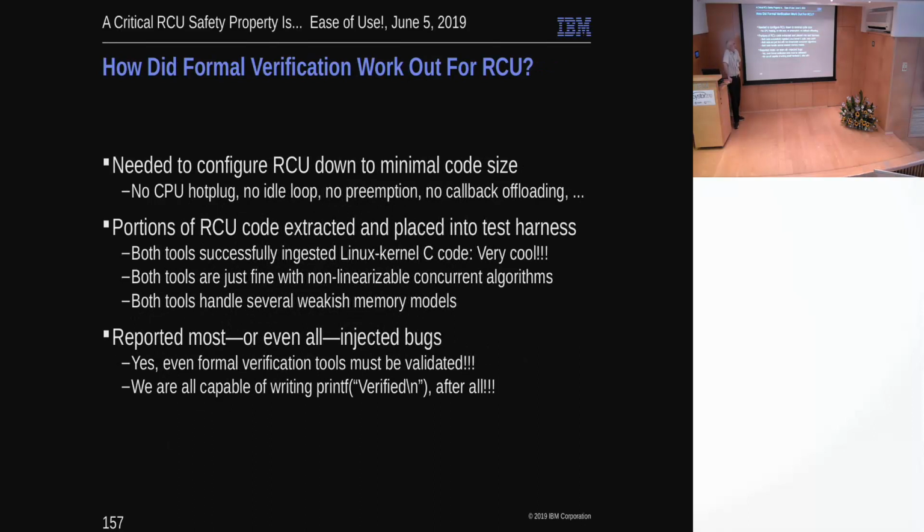You have to configure RCU down to a minimal code size. So if you're using these tools, you're not doing CPU hot plug, there's no idle loop, no preemption, no call, there's not a lot of things, okay? They just kind of squeezed it down to minimal size so it kind of fit in their tool. The idea is you take portions of RCU code and stick in this test harness and then run the tool on it.